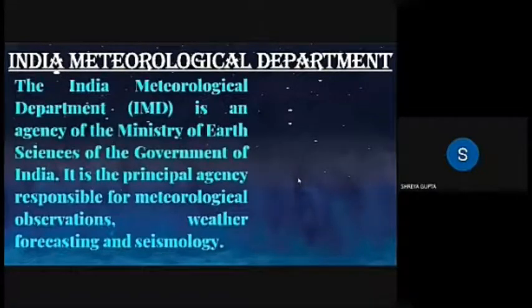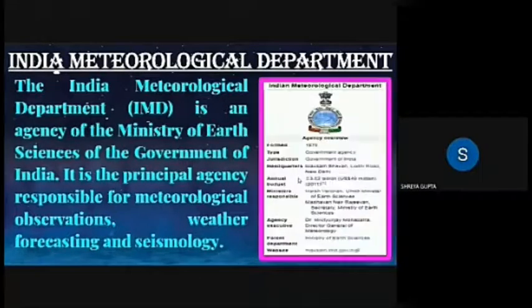Indian Meteorological Department. The Indian Meteorological Department is an agency of the Ministry of Earth Science of the Government of India. It is the principal agency responsible for meteorological observations, weather forecasting, and seismology.